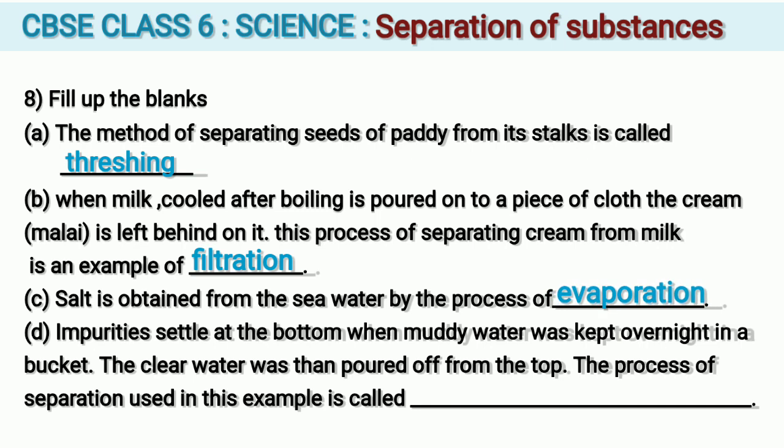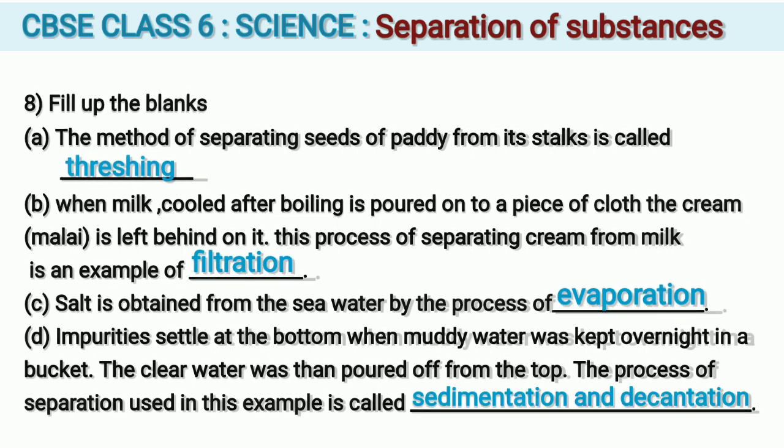Question D. Impurities settle at the bottom when muddy water was kept overnight in a bucket. The clear water was then poured off from the top. The process of separation used in this example is called sedimentation and decantation.